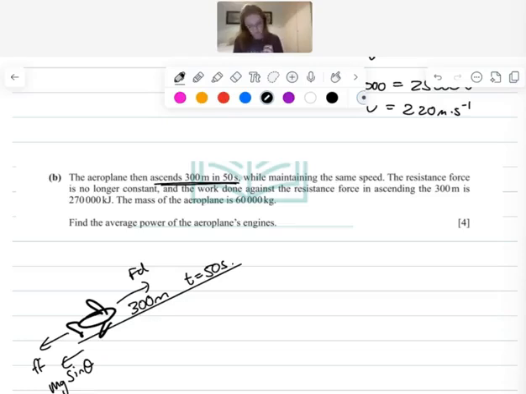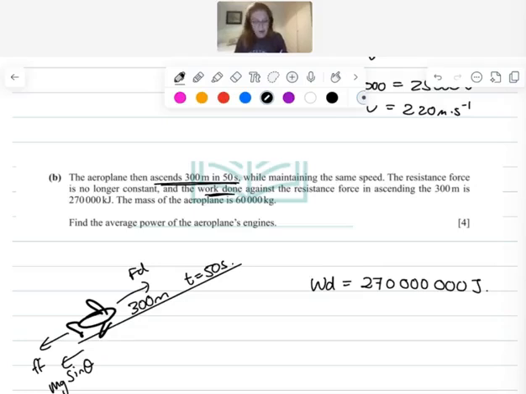So we cannot use constant. We've got to work now with probably mg. The work done against the friction when ascending 300 meters: so they've given us work done, and it's that many kilojoules, so we've got to add another 3 zeros. The mass of the aeroplane is 60,000.